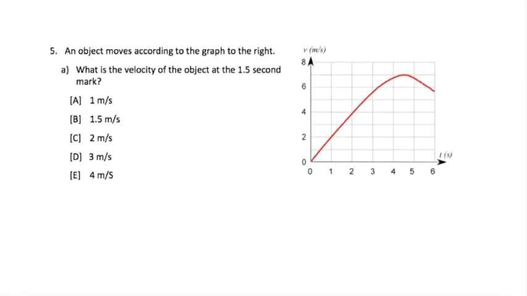All right, here we go with problem 5. An object moves according to the graph to the right. Part A, the only part, what is the velocity of the object at the 1.5 second mark?